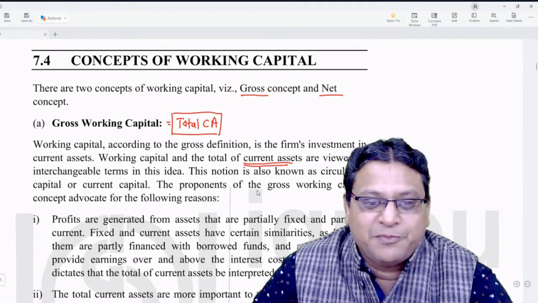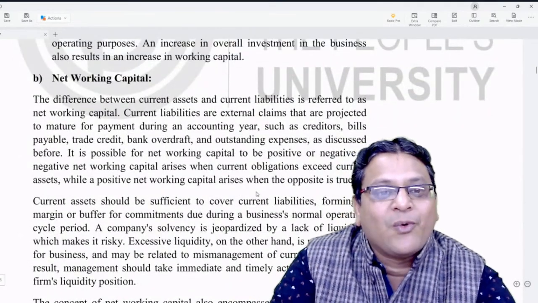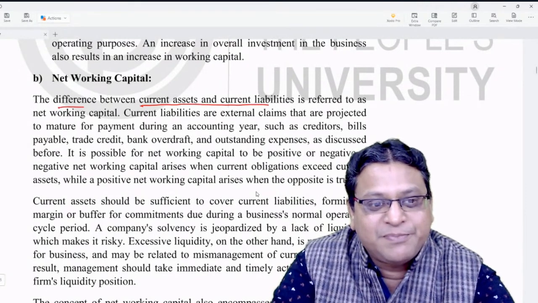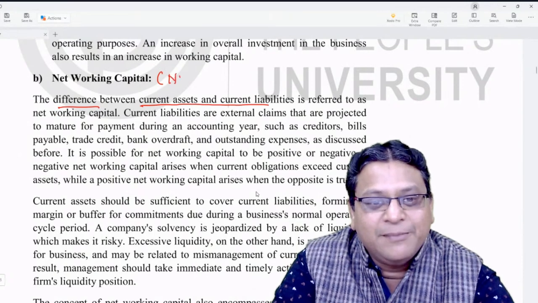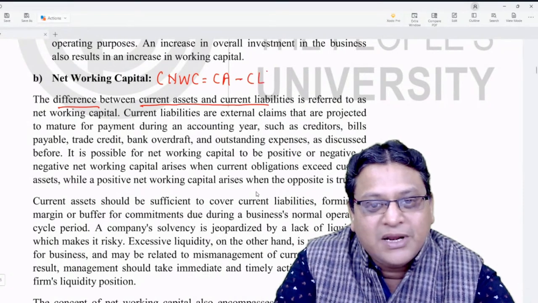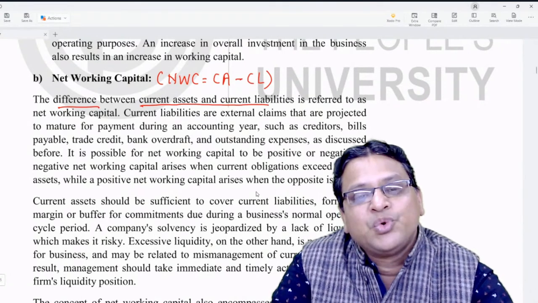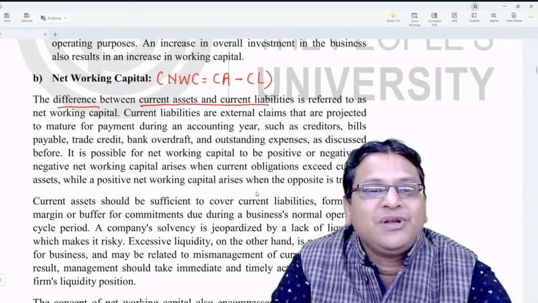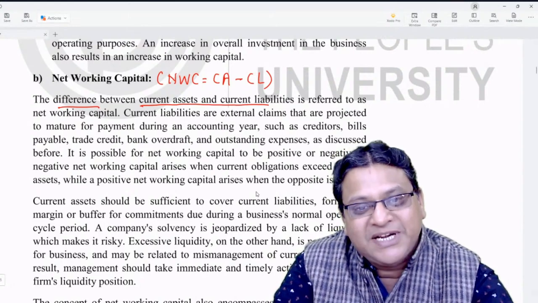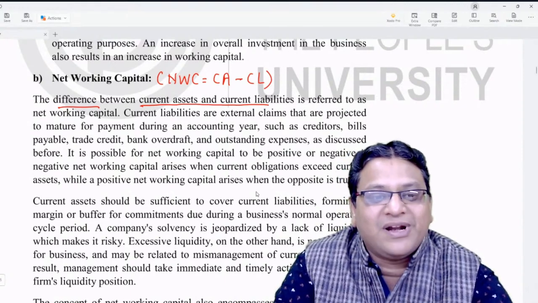Next, what is the concept of net working capital then? Net working capital is the difference between current assets and current liability. Hence, NWC is equal to total current assets minus total current liabilities. Now, what is current assets? Current assets are those assets which will be converted into cash within one accounting period. And what is current liabilities? Current liabilities are those liabilities which are to be paid back within one accounting year.